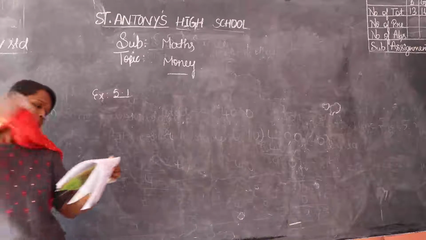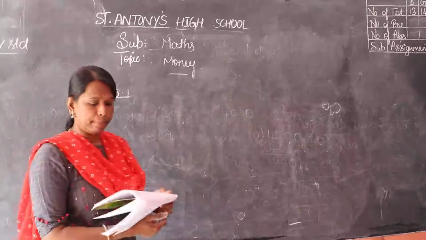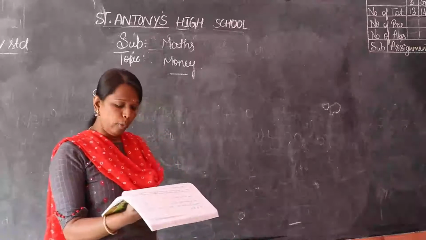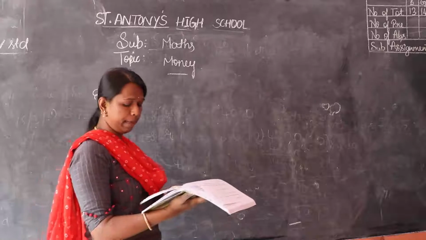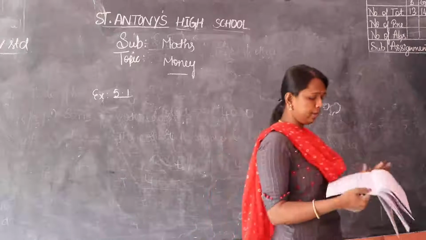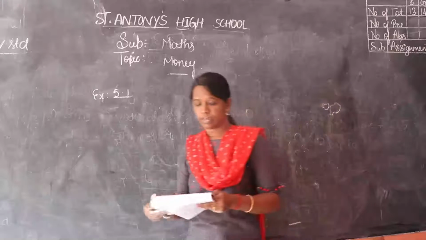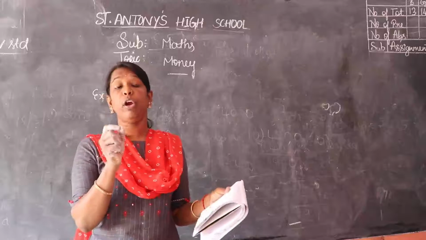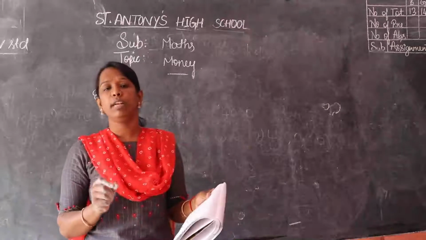Here, if the cost of a dozen apples is rupees 96, what is the cost of one apple? So we can divide 96 by 12. So let us discuss the bill here. For the bill, we have to write and learn some rules and regulations.